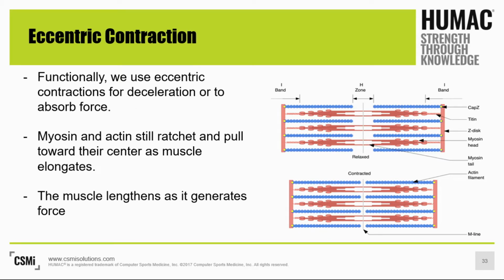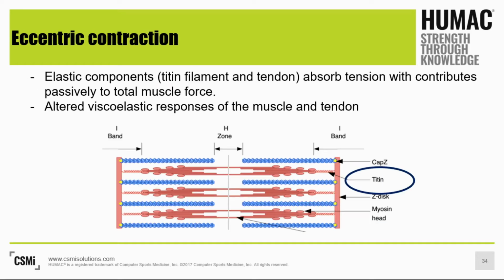Eccentric contractions are primarily responsible for deceleration or for absorbing force, just like when you land from a jump. Here, the myosin and actin are still trying to ratchet toward their center, but because the external load is greater than the force created by the muscle, it elongates. Aside from the active components creating force, the passive structures in the system also contribute to force, and this includes the titin filaments within the sarcomere as well as the tendon.